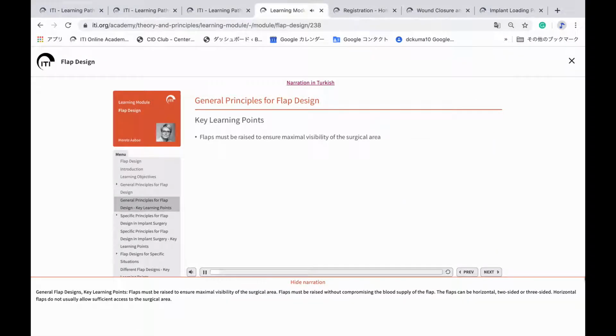General flap designs. Key learning points. Flaps must be raised to ensure maximal visibility of the surgical area. Flaps must be raised without compromising the blood supply of the flap. The flaps can be horizontal, two-sided, or three-sided. Horizontal flaps do not usually allow sufficient access to the surgical area.